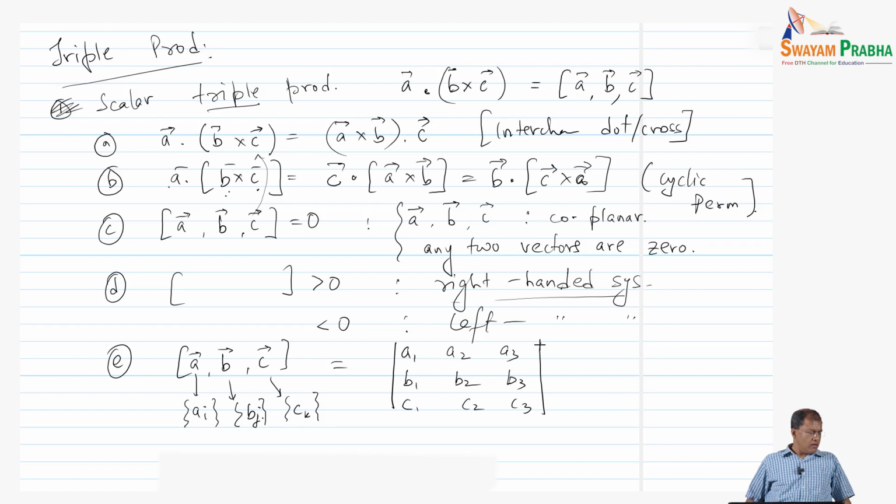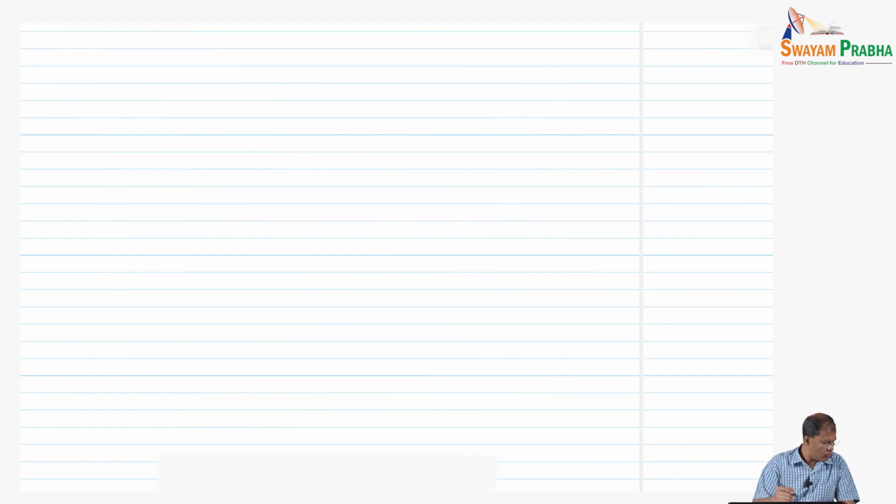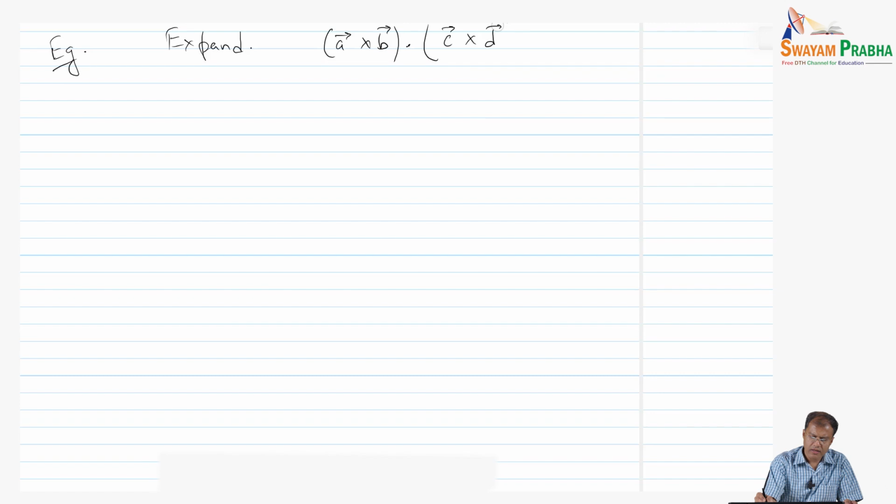So that is my triple product. Okay, fine. Then let me continue with some quick examples. The first example is that we need to expand this result, A cross B dot with C cross D, and we see that this is equal to A dot with B cross C cross D.